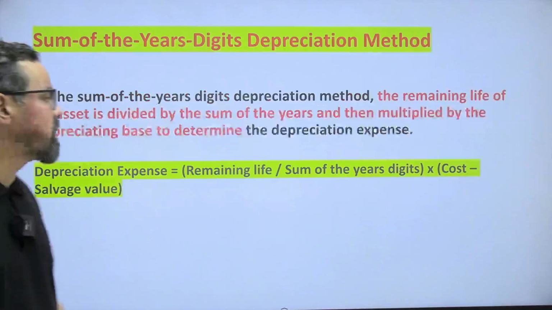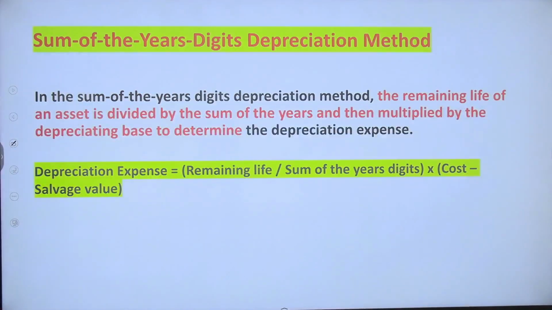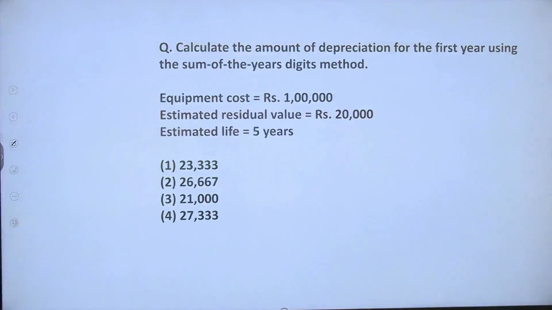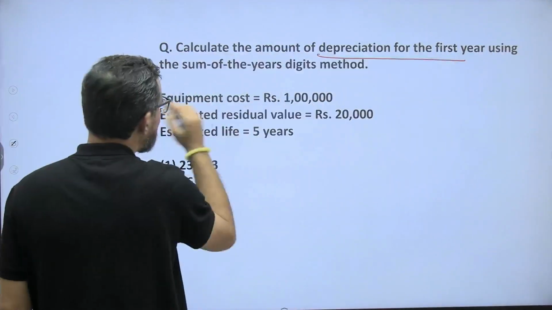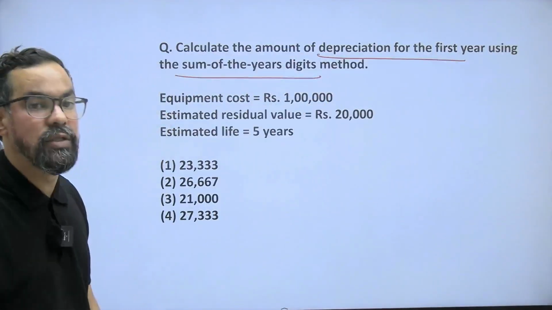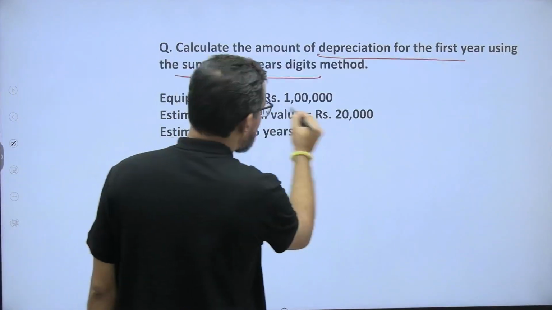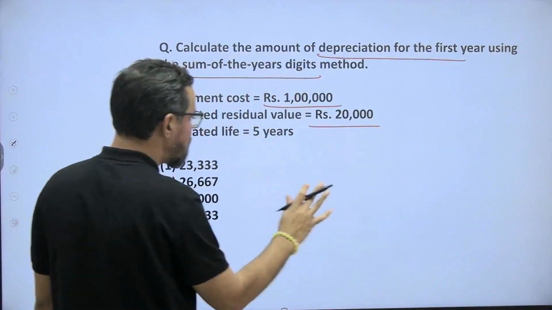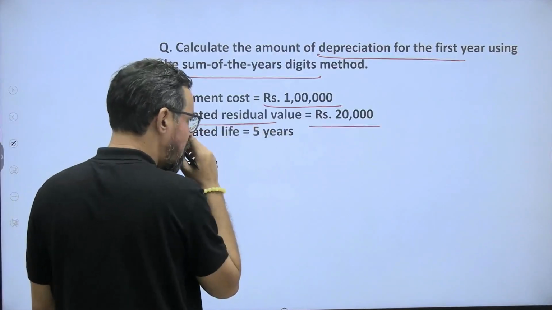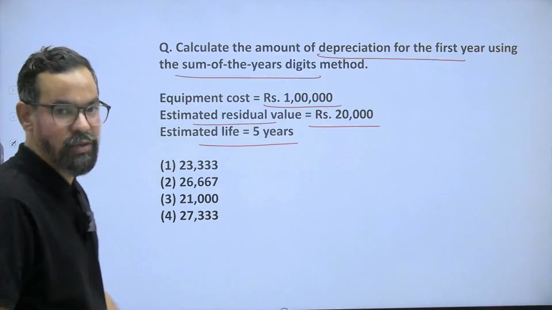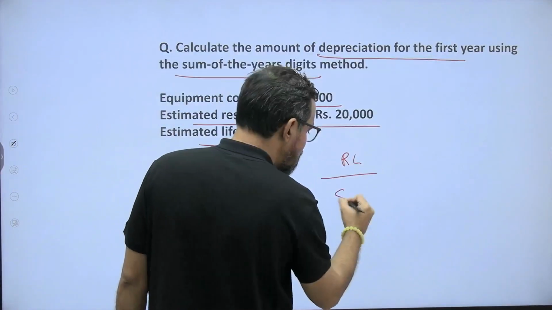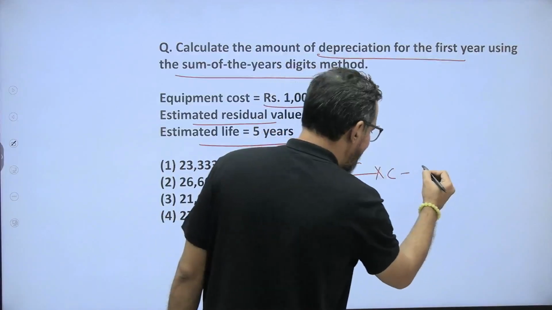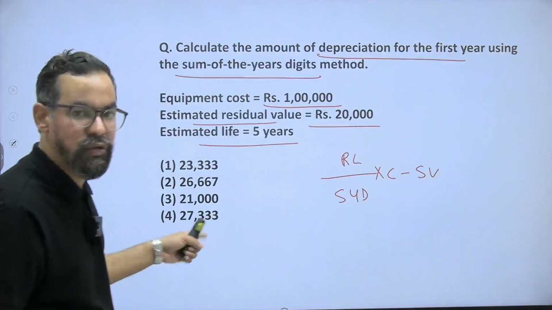So this kind of thing we have to practice. In the sum of year digit depreciation method, the remaining life of an asset is divided by this. It is a formula only, right? Chalo, let's solve this one. Calculate the amount of depreciation for the first year using the sum of year digit method. The equipment cost is 1 lakh, salvage value or residual value is 20,000, and useful life is 5 years. Luckily we have 5 years also. That means remaining life divided by sum of year digit into cost minus salvage value. So what will be your depreciation for the first year?